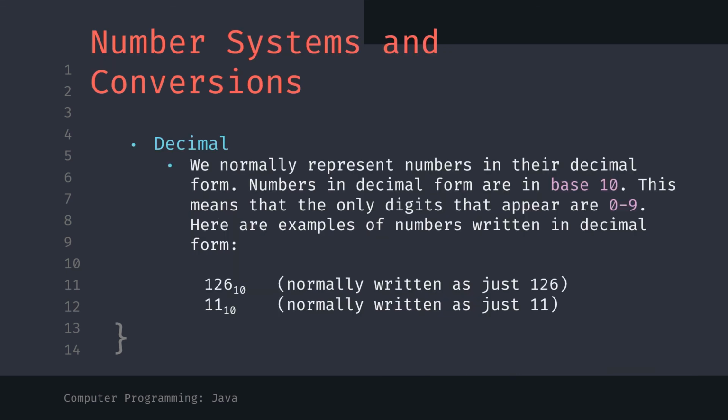In programming, we have number systems and their conversions. Numbers can be represented in a variety of ways. The representation depends on what is called the base. The following are the 4 most common representations. First is the decimal. We normally represent numbers in their decimal form. Numbers in decimal form are in base 10. This means that the only digits that appear are 0 to 9. Here are some examples of numbers written in decimal form. 126 and 11.